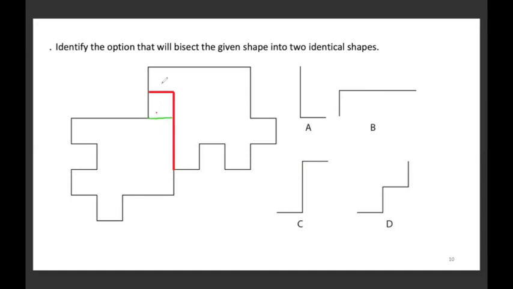Here, in which case, we will be left with so much part which is extra, which won't be required. So that's why A nahi aayega and B is the one which will be correct. Okay, move to the next one.